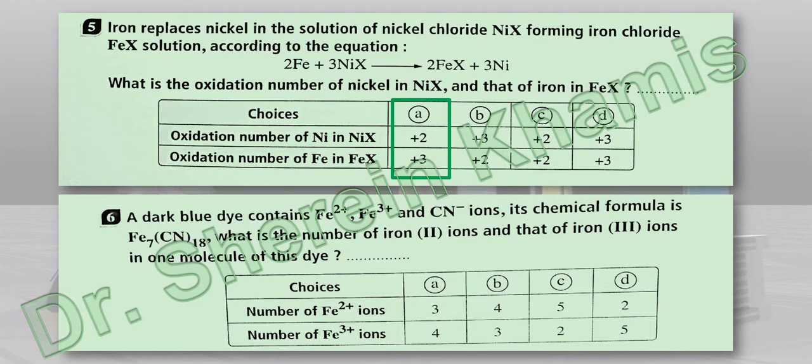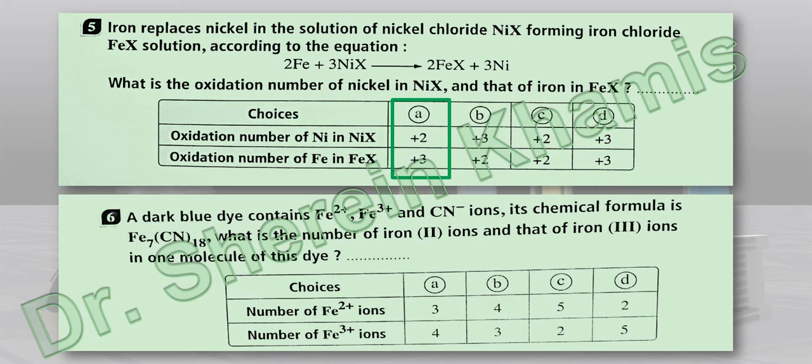Question number 6 says that a dark blue dye contains iron 2 and iron 3 and cyanide ions. Its chemical formula is Fe7(CN)18. What is the number of iron 2 ions and that of iron 3 ions in one molecule of this dye? We have the number of iron 2 ions and the number of iron 3 ions. We have here choices A, B, C and D.